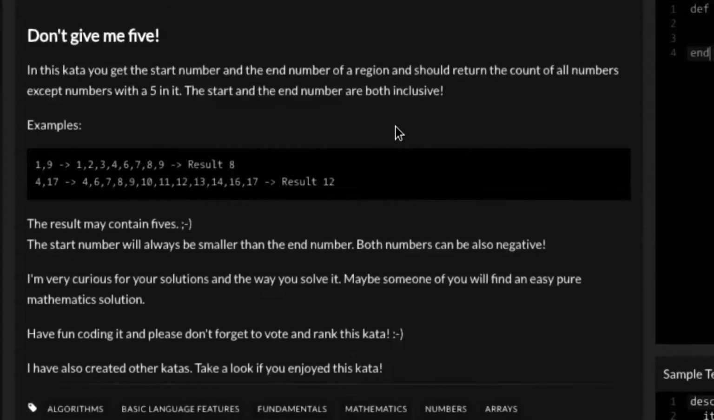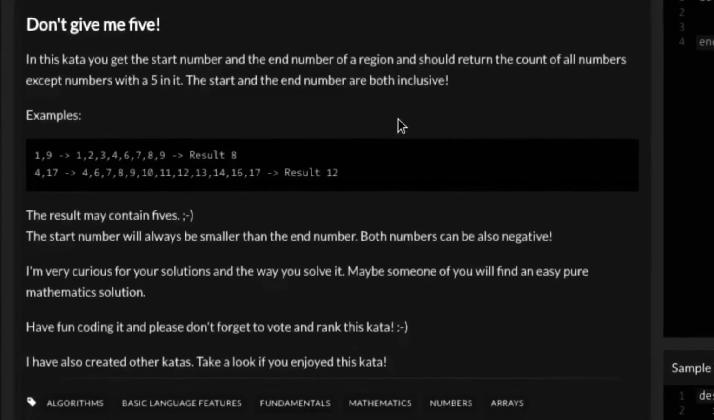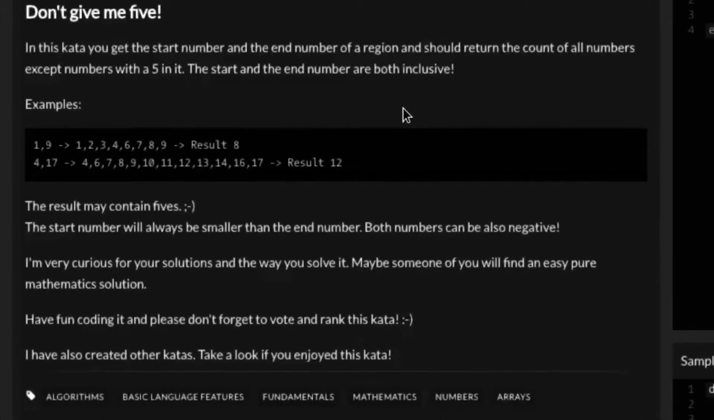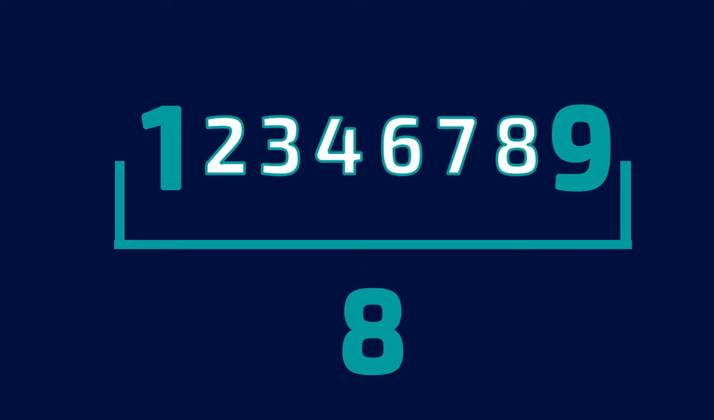Today we will try to solve 3 different problems with random difficulties. In this kata I was asked to calculate the count of all the numbers between a starting number and an ending one, avoiding all the numbers with a 5 digit inside it. So for example, if I got 1 and 9 as inputs, the result of this calculation will be 8, because I'm not counting the 5.